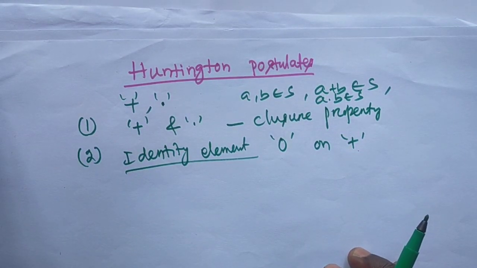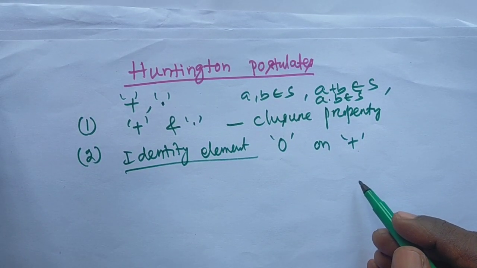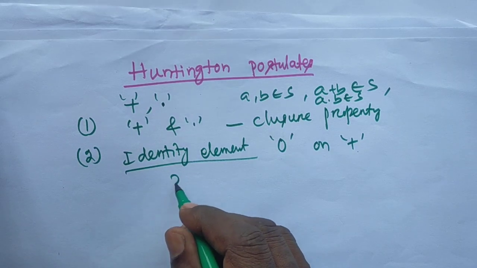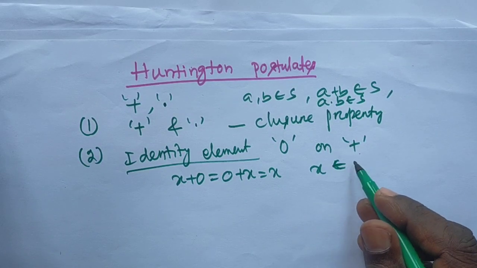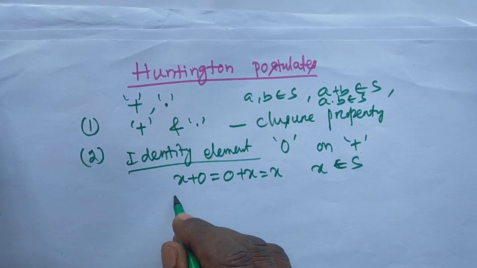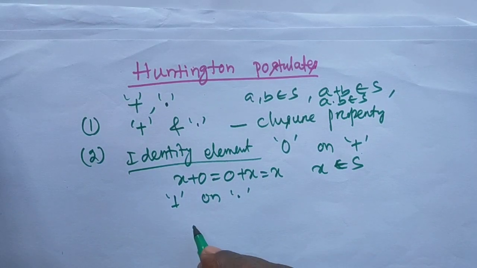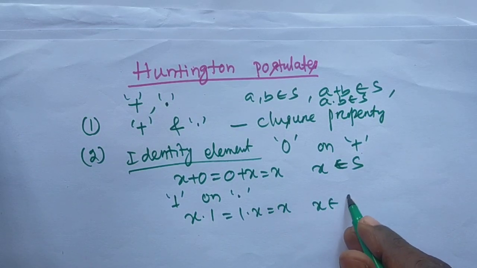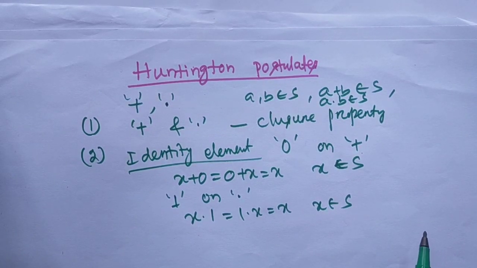So identity element 0 on the addition operator. Very simple way you can consider x plus 0 is equal to 0 plus x is equal to x, where x belongs to S. Another one is the identity element on the dot operator. In that case, x into 1 is equal to 1 into x is equal to x, where x belongs to S. That is the Huntington postulates.